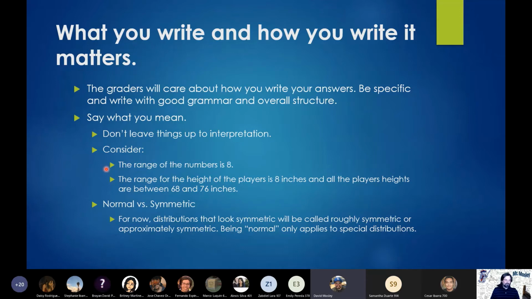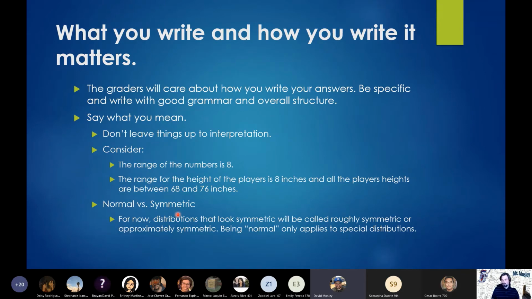Lastly, normal versus symmetric. When you're describing a quantitative variable and its distribution on a graph, if it looks symmetric, say that it's symmetric. We are not calling things normal. This is an error in how the lower level math classes in the textbook that we use addresses things. There are only special distributions that are considered normal. They have to meet special conditions, and we haven't talked about those yet. So up to now, we cannot use that term.